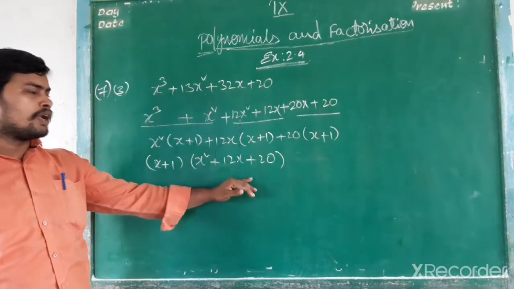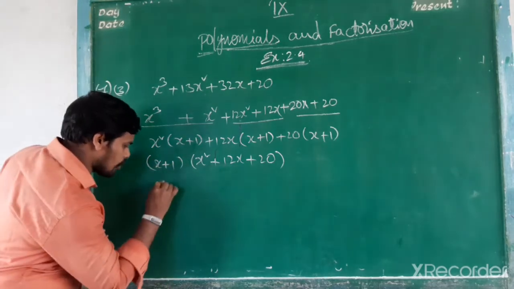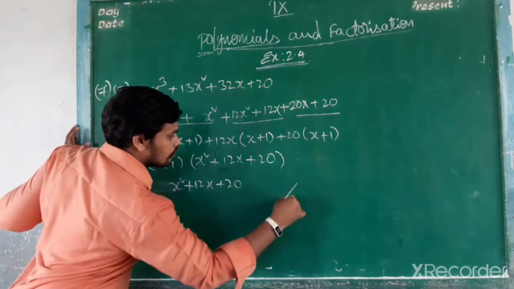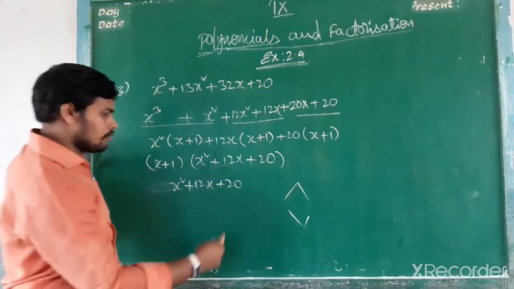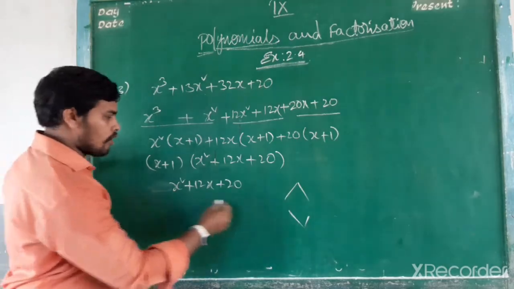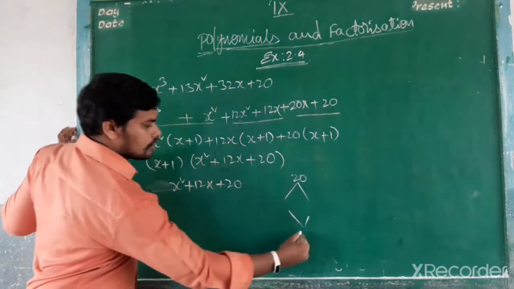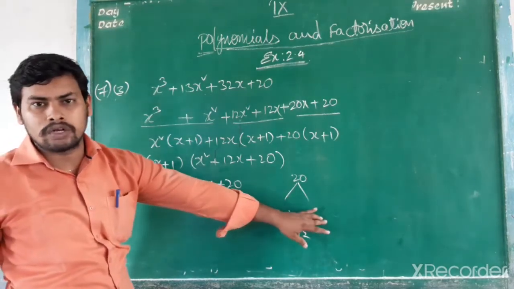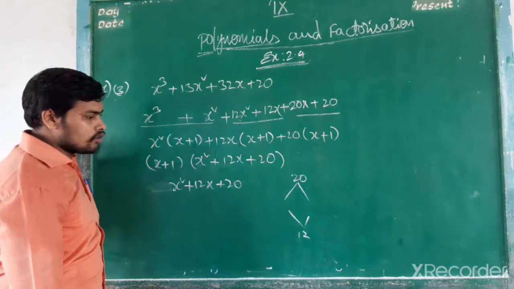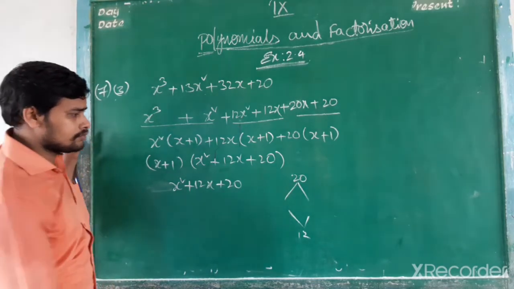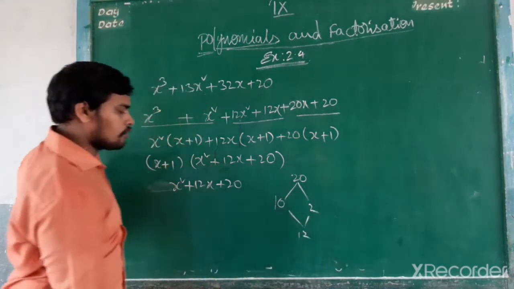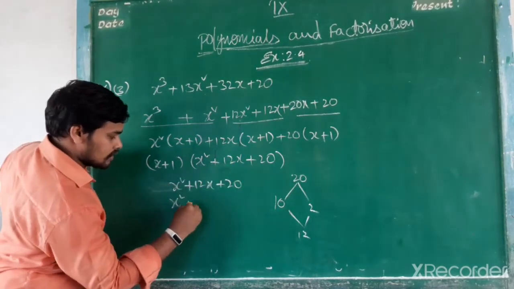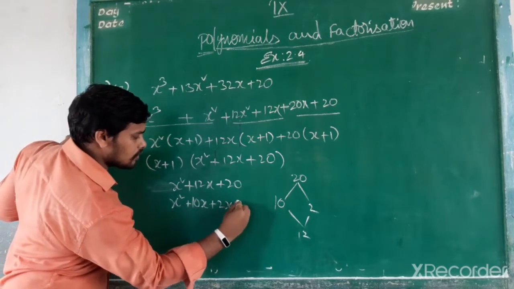Now split this into factor format. x square plus 12x plus 20. So what is the coefficient of x square here? 1. 1 into 20, 20. If we add two numbers, the result is 12. If we multiply two numbers, the result is 20. So what are those numbers? 10 twos are 20. 10 plus 2 is 12, 10 into 2 is 20. So x square plus 10x plus 2x plus 20.